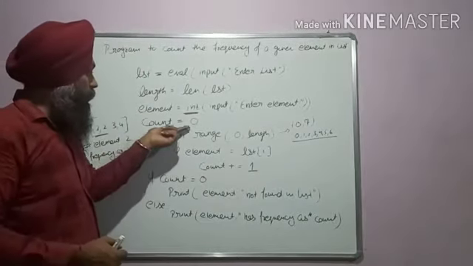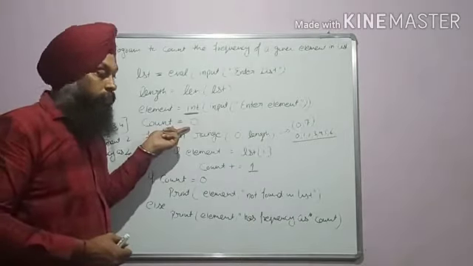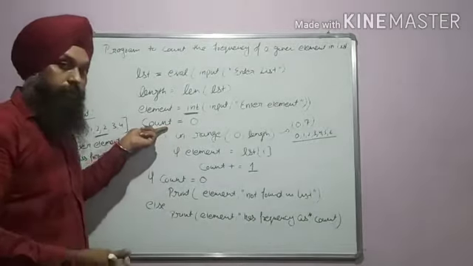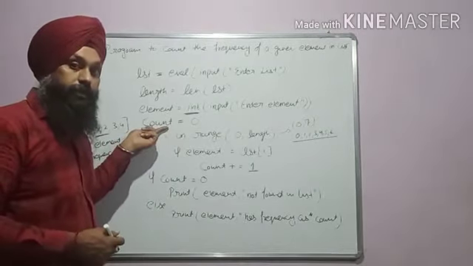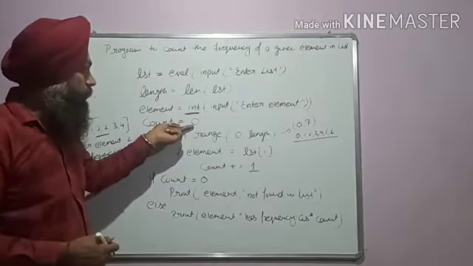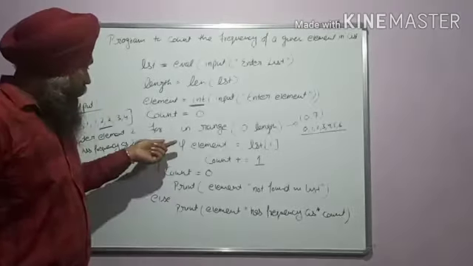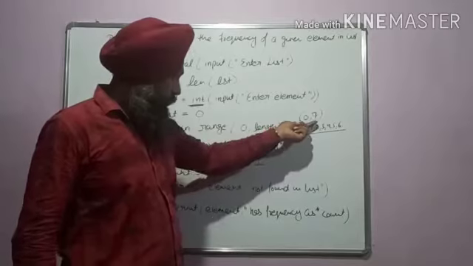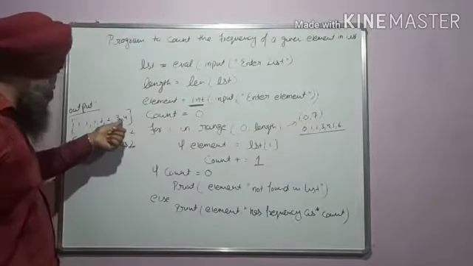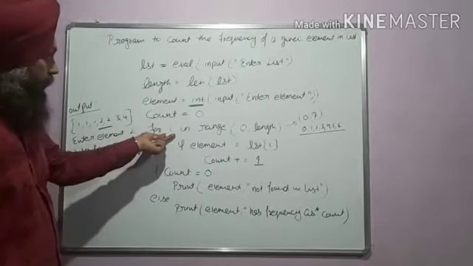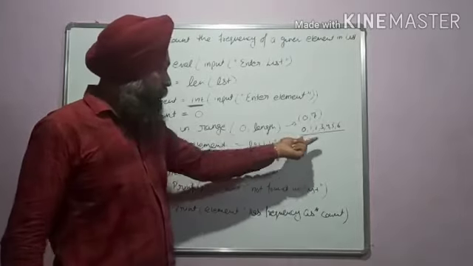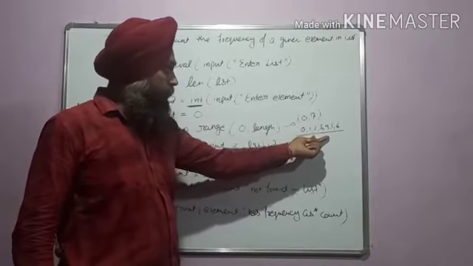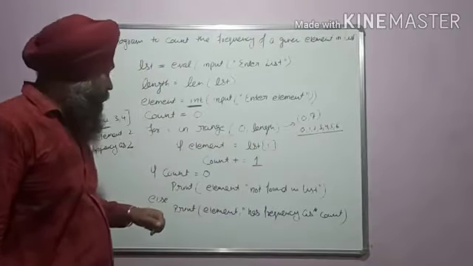Initially we have not counted the frequency of the element, so initially the count, meaning the number of times the element is occurring in the list, is 0. So here count is 0. In the for loop, the range is from 0 to length, meaning 0 to 7 is our length. So the index i will take the values from 0 to 6. It means our loop will execute 7 times.